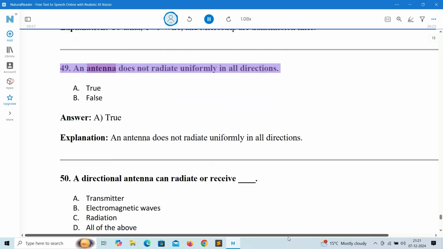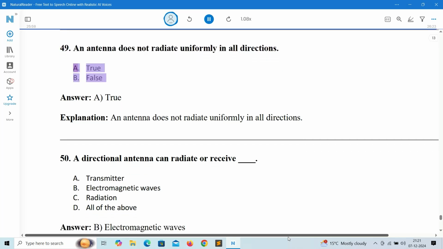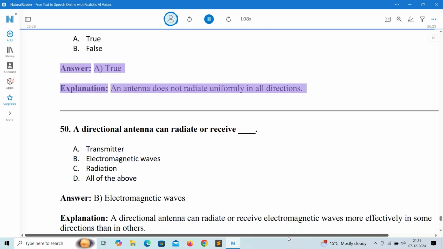49. An antenna does not radiate uniformly in all directions. A. True. B. False. Answer: A. True. Explanation: an antenna does not radiate uniformly in all directions.